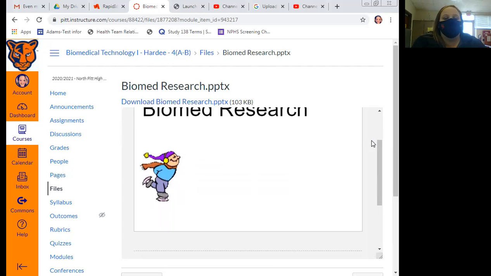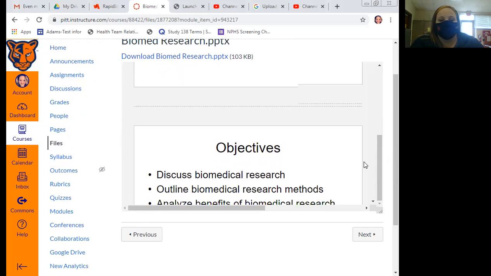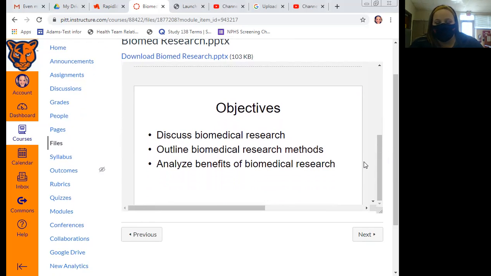Okay, so biomedical research, our objectives for this unit are to discuss biomedical research. So what is it? Outline different research methods. So how do we do it? What it is, how we do it, and then the why do we do it? Analyze the benefits of biomedical research. Once you understand those 3 objectives, you have this unit. So this really isn't a bad unit. It's pretty fun. I enjoyed this one because once I understood this, everything else made sense to me.